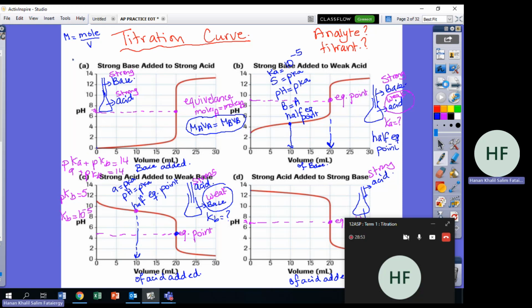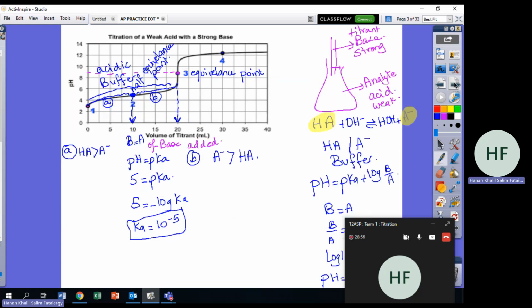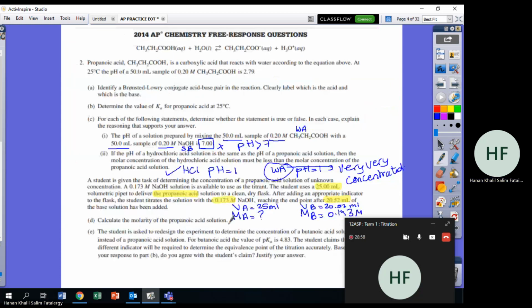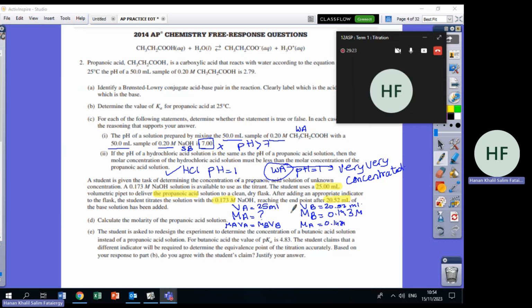Okay. Now let's do the same idea here. In order to calculate the molarity of the acid, MaVa is equal to MbVb. Okay, you will place instead of Va 25, Vb 20.52, Mb 0.173, and you will find Ma will be equal to 0.142 molar.